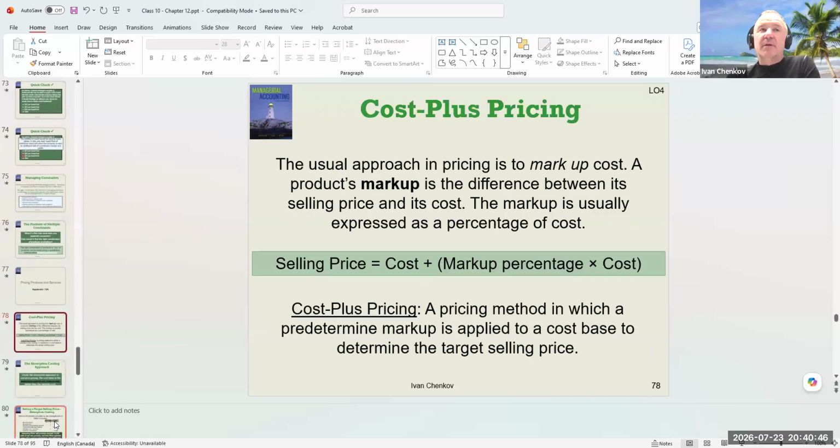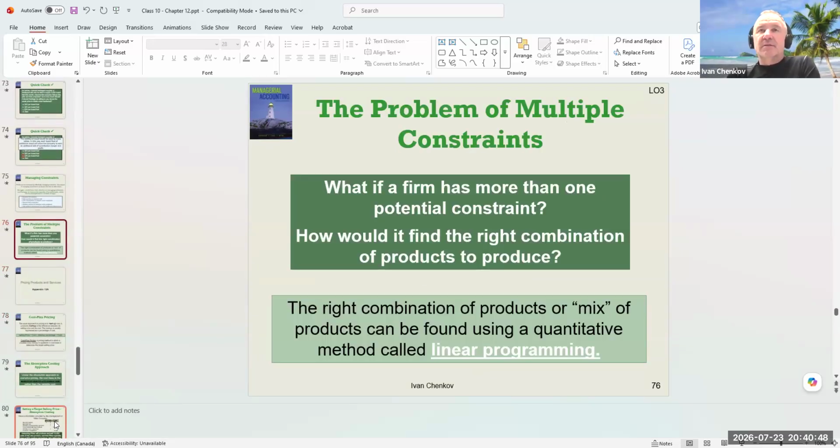How are we going to price the product? We're not going to go into the pricing. Product pricing is something we leave for intermediate managerial accounting. And that concludes chapter 12 for today.